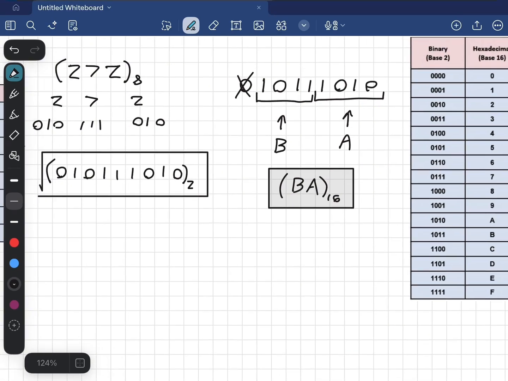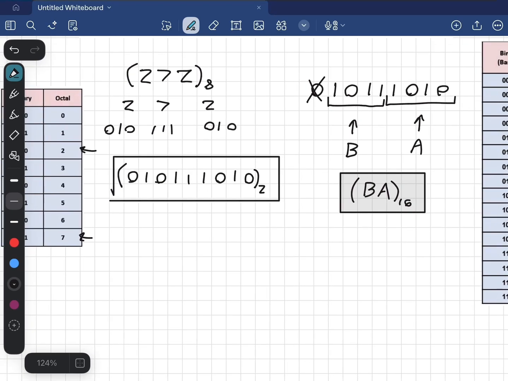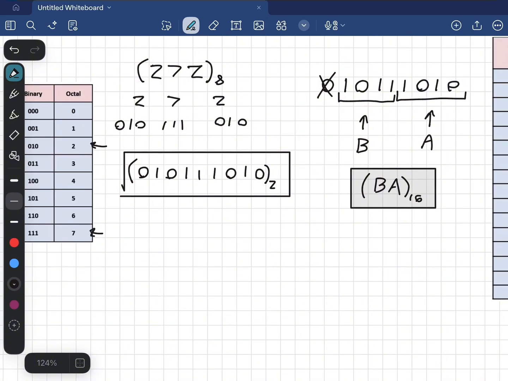Okay, and then one more step. This is how we get the decimal form. We will use what's called a positional weight. Since we have the first number in octal form, we can write that out, and then the positional weight will be 8, or different powers of 8. So we will do, for the first one, 2 multiplied by 8 to the 0th power, 7 multiplied by 8 to the first power, and then 2 multiplied by 8 to the second power.